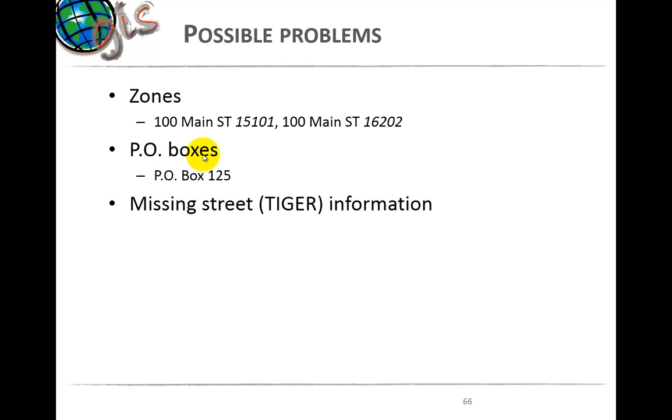There could be several other issues, like the zip code is mentioned incorrectly, or somebody would just write their PO box number instead of an actual address. And there could be missing street information. You have to get the latest street information, otherwise some of these addresses might not be found, because it could be a new street, or the street was recently closed. There could be several different reasons why an address could not be matched in ArcGIS.